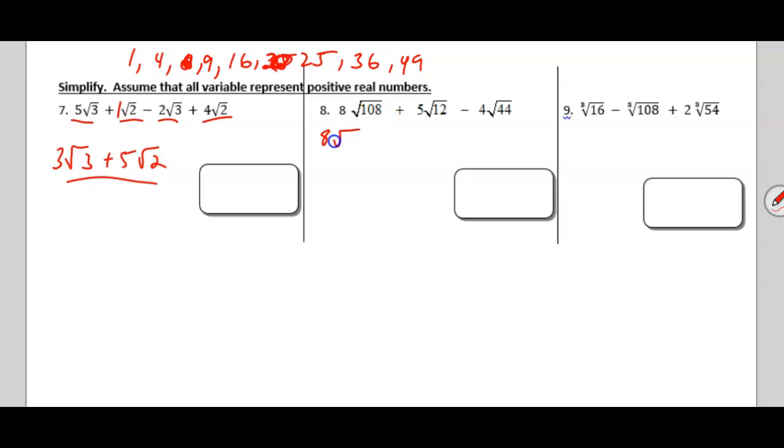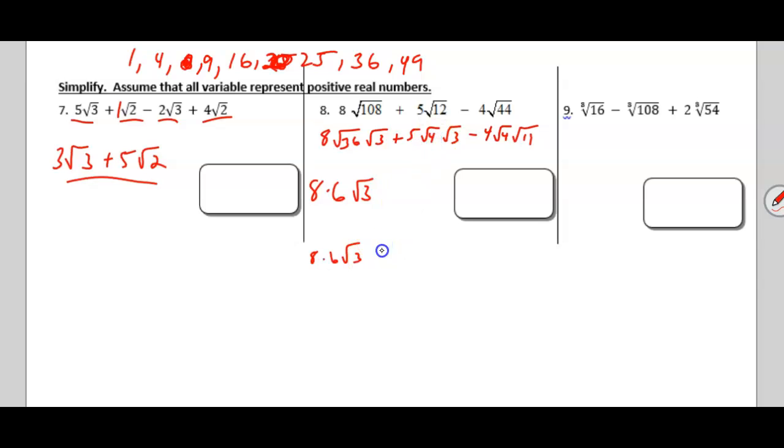So 108 can be broken up into 36 times 3. Right here, for 12, you can break that up into 4 times 3. And then this one can be broken up into square root of 4 times square root of 11. So now, right here, you have 8 times the square root of 36 is 6 radical 3. I'm going to write this right here, 8 times 6 radical 3.